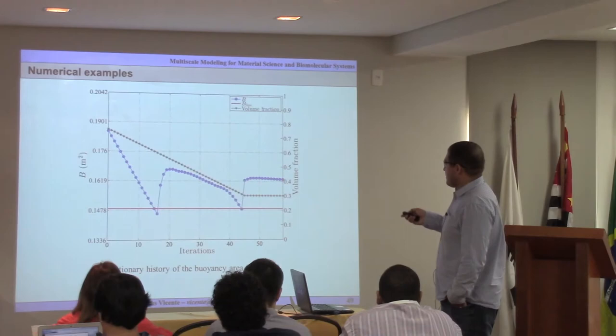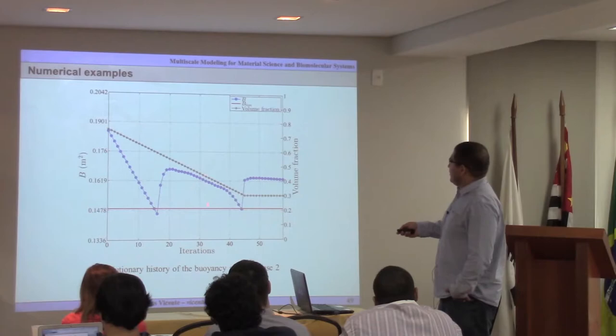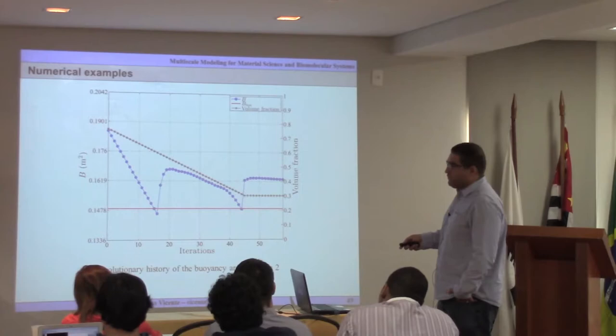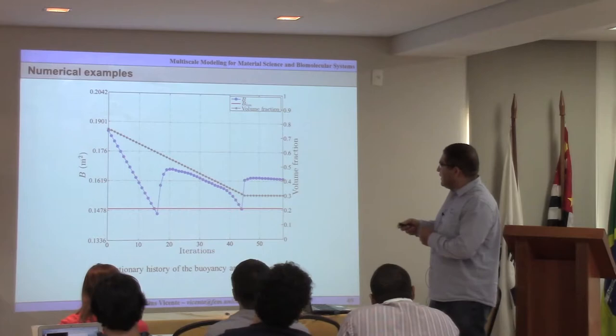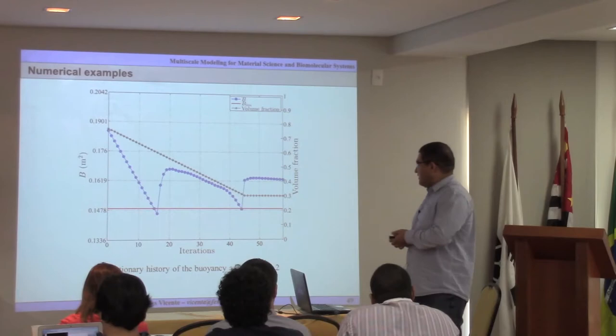And here we can see the evolution of the volume fraction and our objective function. You can have here a restriction from the buoyancy. So I can say during the optimization process that the buoyancy cannot go under a certain limit, so it should hold that riser with certain properties.